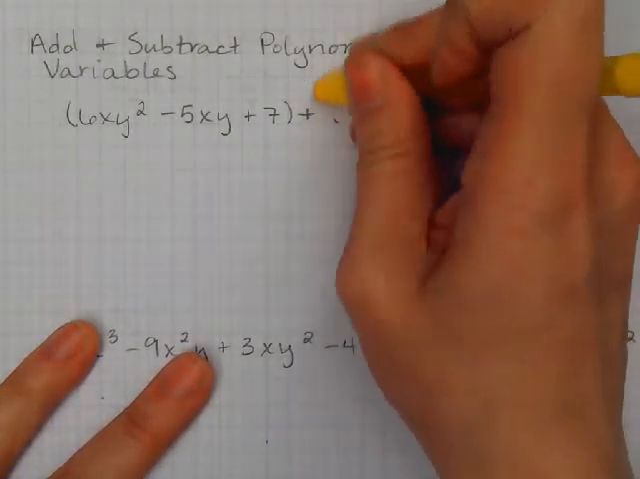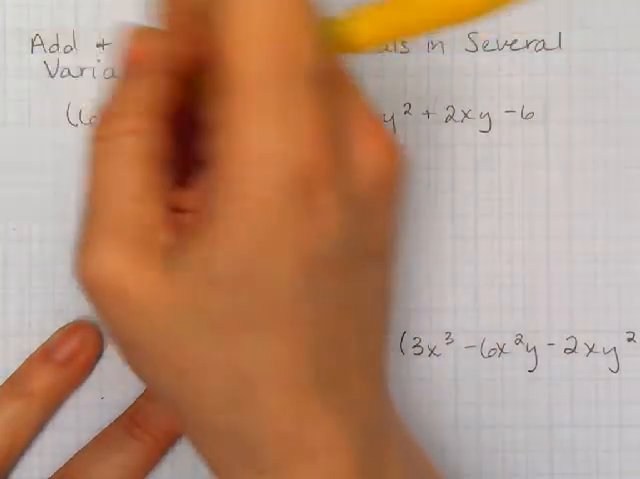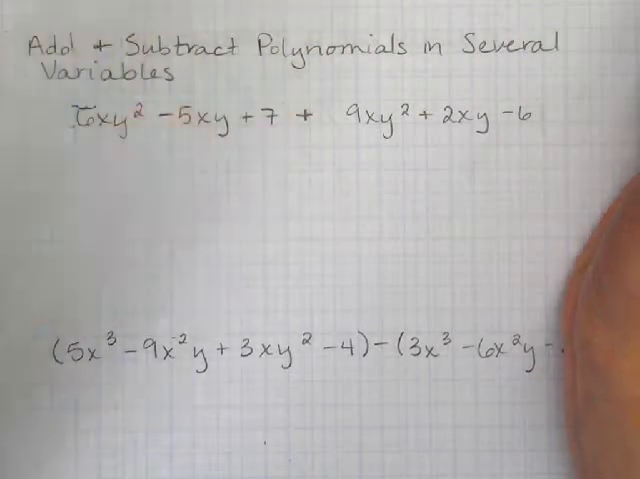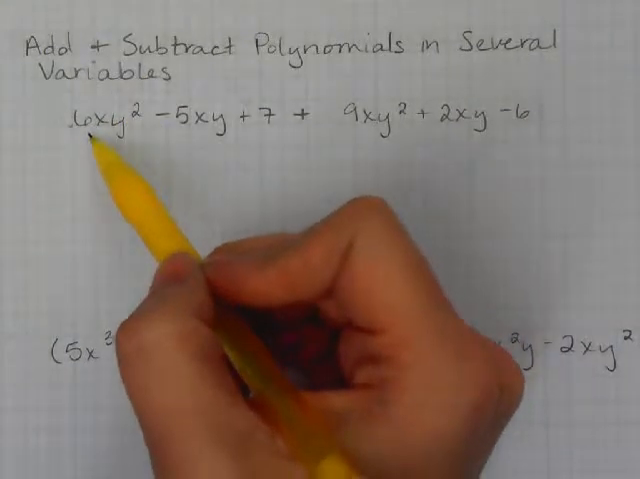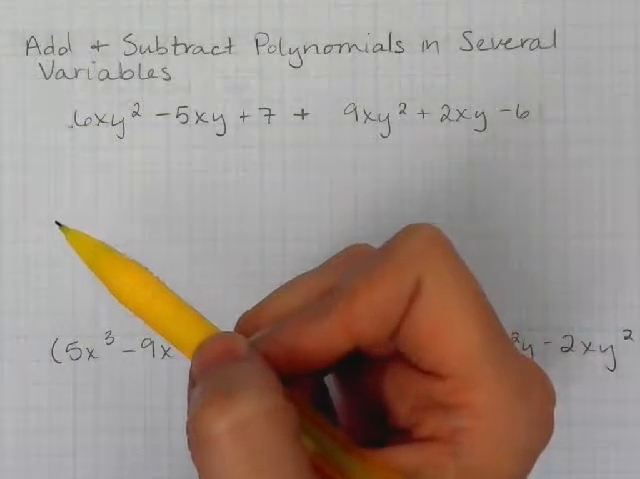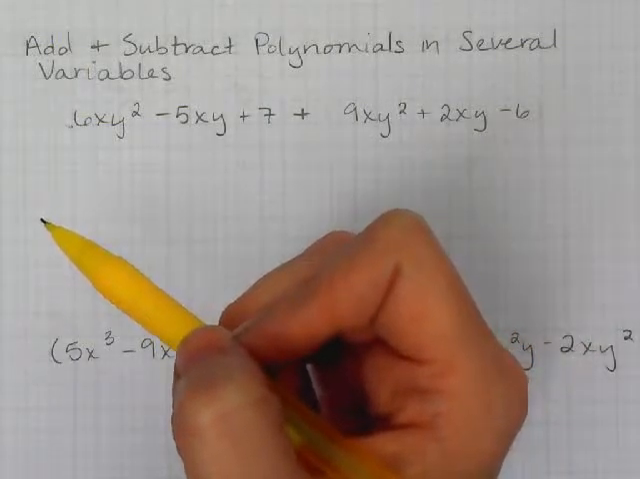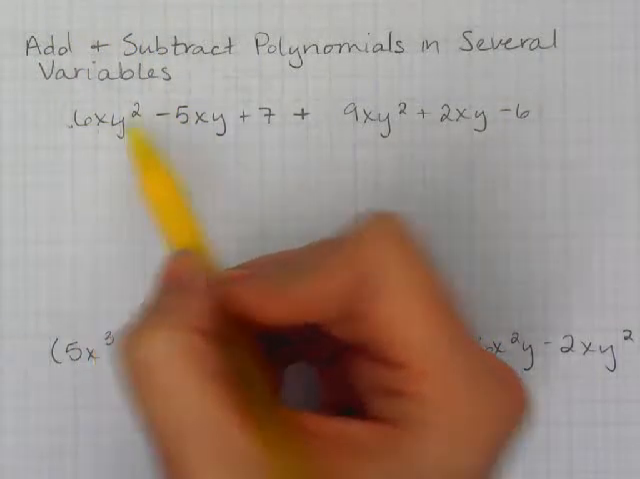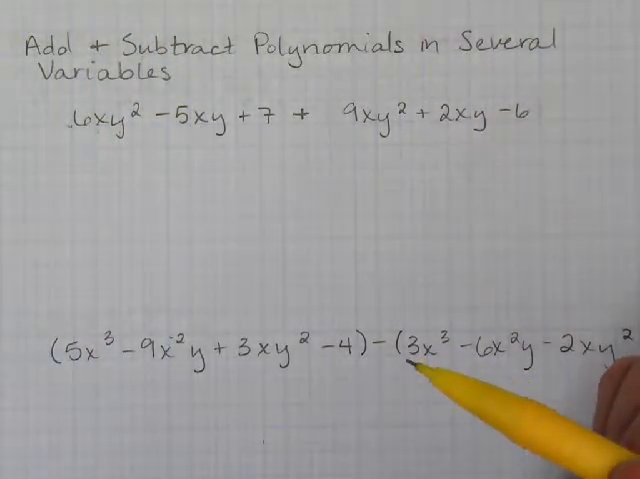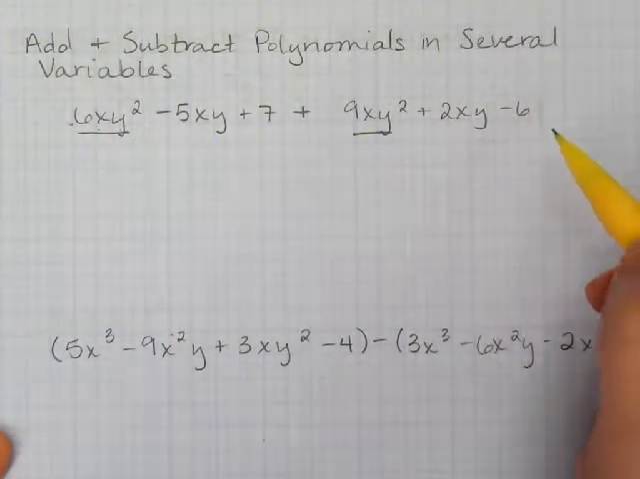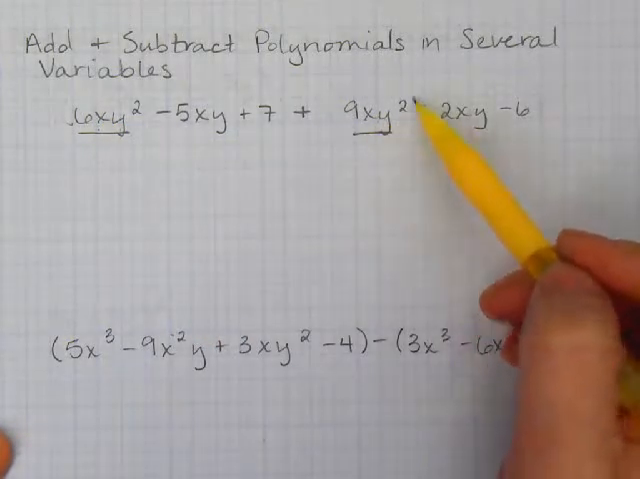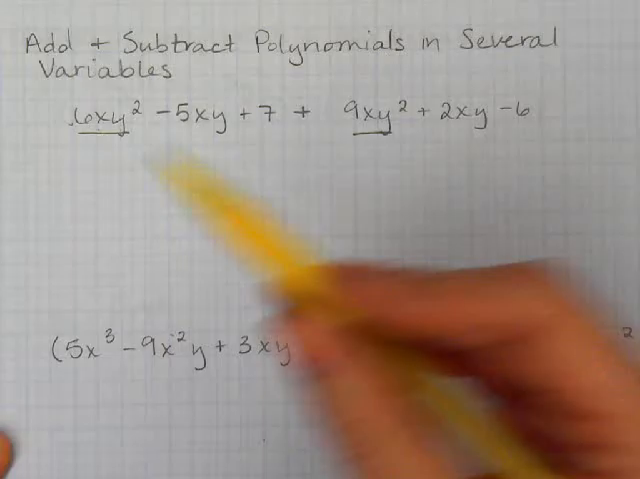So now I'm looking for like terms, and they have to be pretty particular like terms. So is there anything that I can combine with 6xy squared? What am I looking for? I'm looking for something else with xy squared. So what can I combine it with? 9xy squared. You want to double check, just x, and then the y is squared. So what's 6 plus 9? So this is going to be 15xy squared. I'm going to cross those off so I know that I have used them.